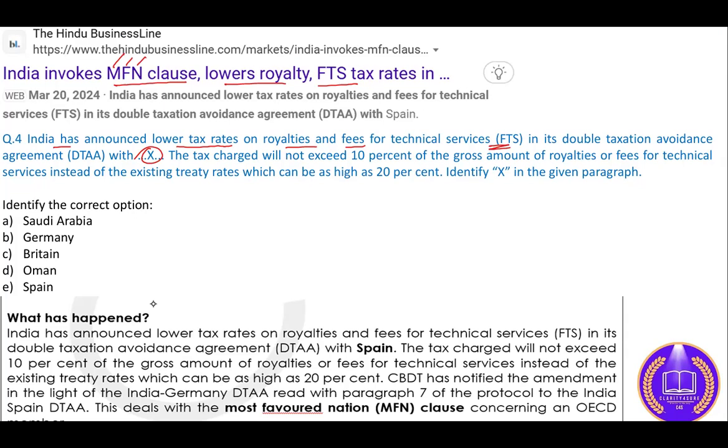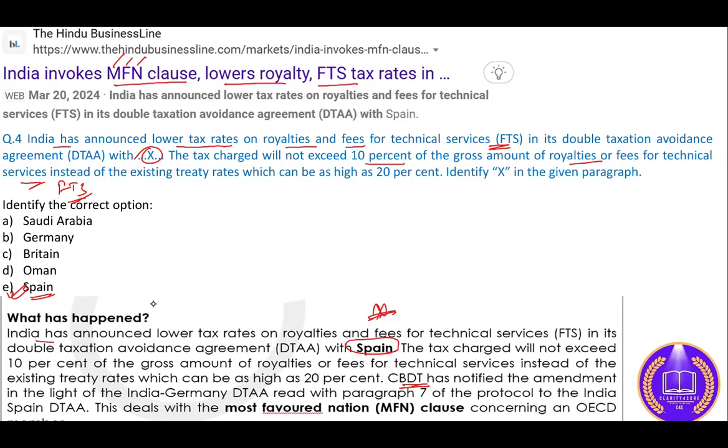The tax charge will not exceed 10% of the gross amount of the royalty or fees for technical services, FTS. Okay. So, with which country? Spain is the correct answer. With Spain, it has signed this agreement. India has announced lower tax rates on royalties and fees for technical services in its double taxation avoidance agreement with Spain. Remember this fact. The tax charge will not exceed 10% of the gross amount of royalty or fees for technical services instead of existing treaty rates, which can be as high as 20%.